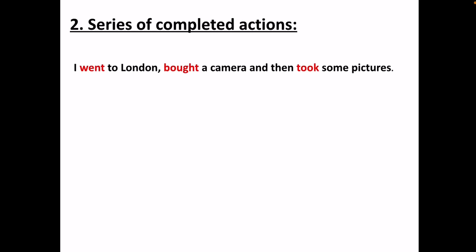Here we have the verb went, which is the past verb for the verb go. Bought is the past verb for the verb buy. And then we have took, which is the past form for the verb take. This is the second use of the past simple tense.